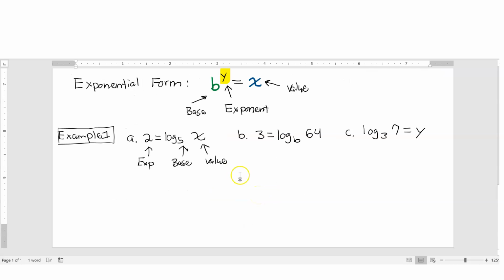In example 1, on page 479 of your textbook, we're asked to convert from logarithmic form to exponential form. Remember, you'll always have three pieces: a base, an exponent, and a value. So just carefully identify those pieces and then write the logarithmic form and exponential form. So here, the 2 is our exponent. 5, which will always be in subscript, is the base with your log function. And then x is the value. So for this particular example, our base is 5, our exponent is 2, and the value is x.